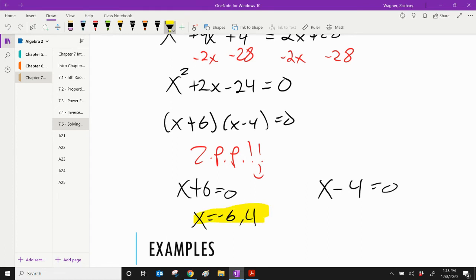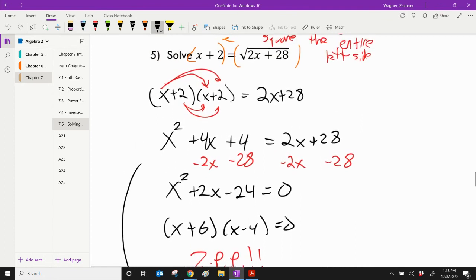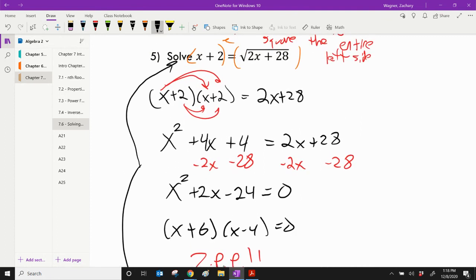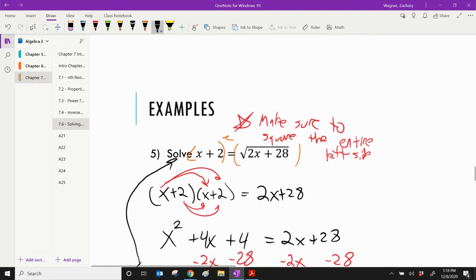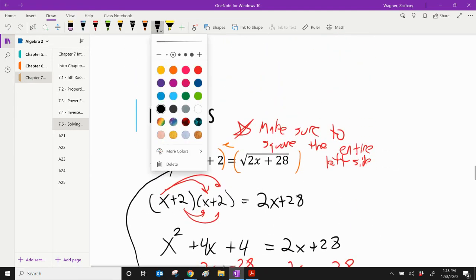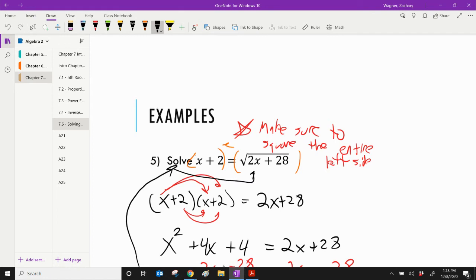Now with both of these, run them back in. You have to double check, all the way up here. The reason being, check this out. When you plug in positive 4 in here, you could take the square root of 2 times 4, which is 8. 8 plus 28 is 36. The square root of 36 equals 4 plus 2. That checks out.